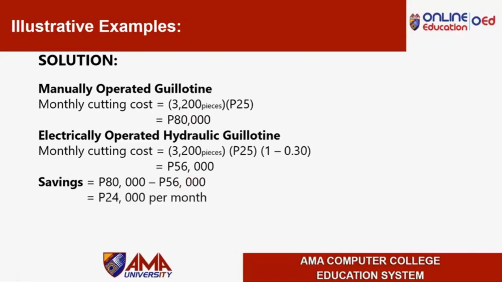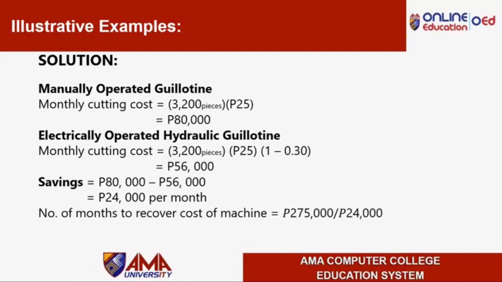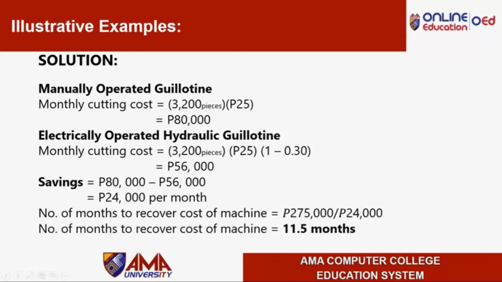So the savings of Mr. Cruz will be 24,000 per month. Okay, now the number of months to recover the cost of the machine. The cost of the machine is 275,000, and based on our computation, the savings will be 24,000. So we'll be using this 24,000 to pay the 275,000 machine. So 275,000 divided by 24,000, okay? So the number of months to recover the cost of the machine is 11.5 months. It means that within 11.5 months, we have to pay this 275,000 using our savings, which is the 24,000.